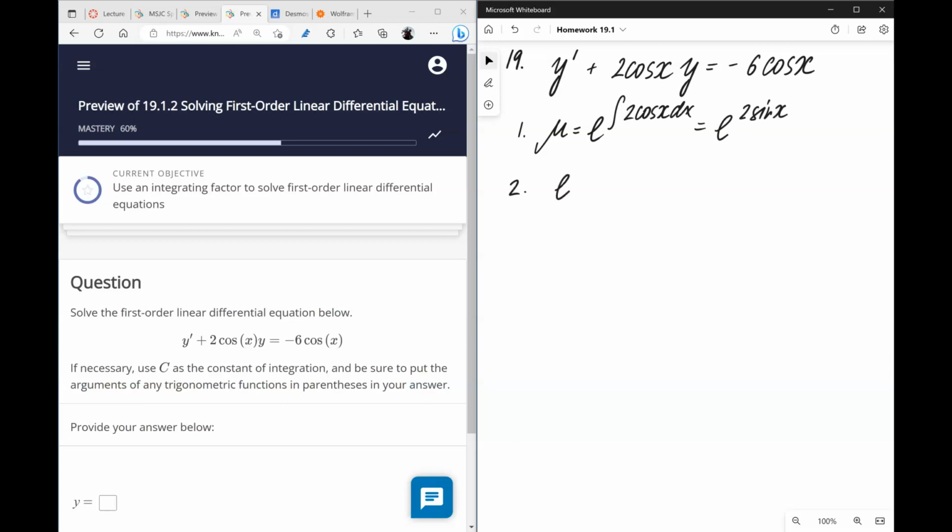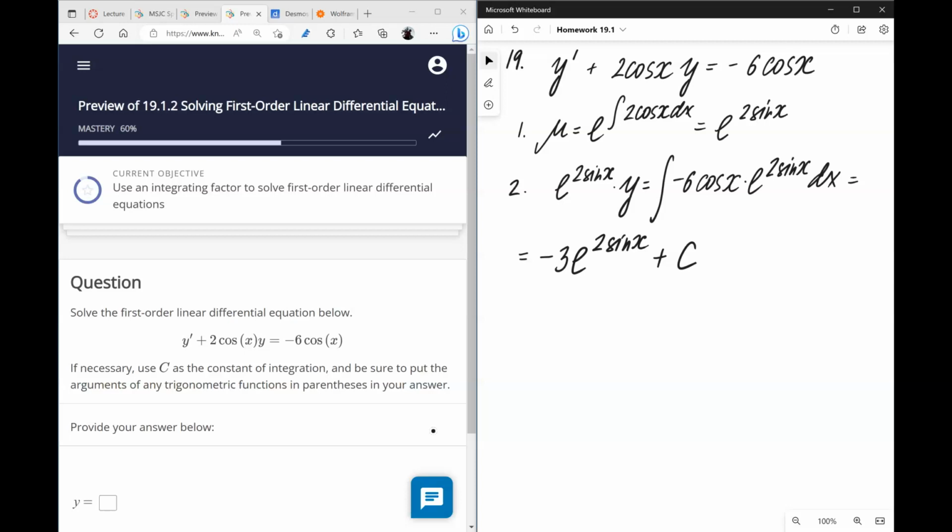Now the integrating factor times y will be equal to the integral of the right hand side multiplied by the integrating factor. Same substitution as in the previous problem will lead to the following answer. So it's going to be negative 3 e to the power 2 sine x plus c. Isolating y will result in the following expression. And again, it's not an initial value problem, so the general solution is what we are looking for.